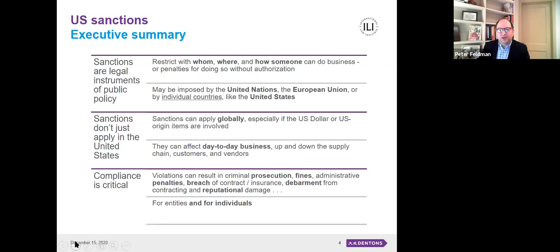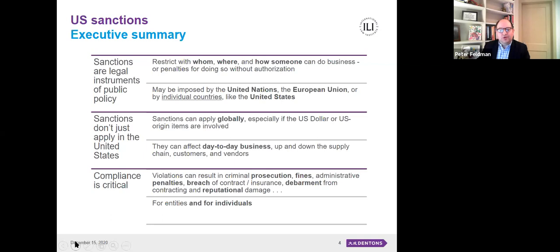They can apply globally, especially if there are certain types of connections to the United States, such as if the US financial system is involved or US origin items are involved. And sanctions are not just about who you can buy from or sell to. Sanctions are about who you can sign contracts with, who you can borrow money from, and what you can do with it. And sanctions are increasingly a risk consideration across the ecosystem of a business, from supply chains to distribution networks and all points in between.